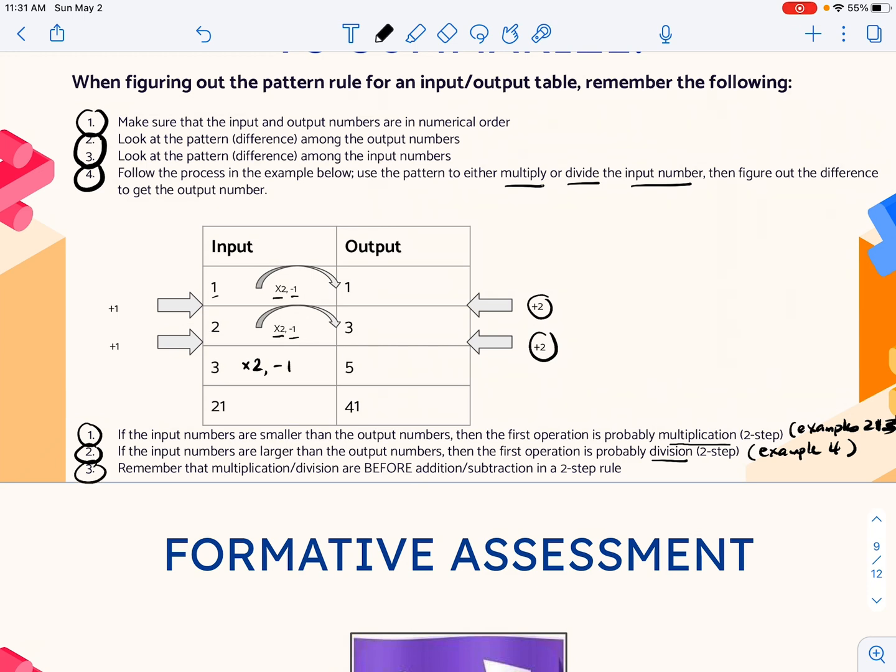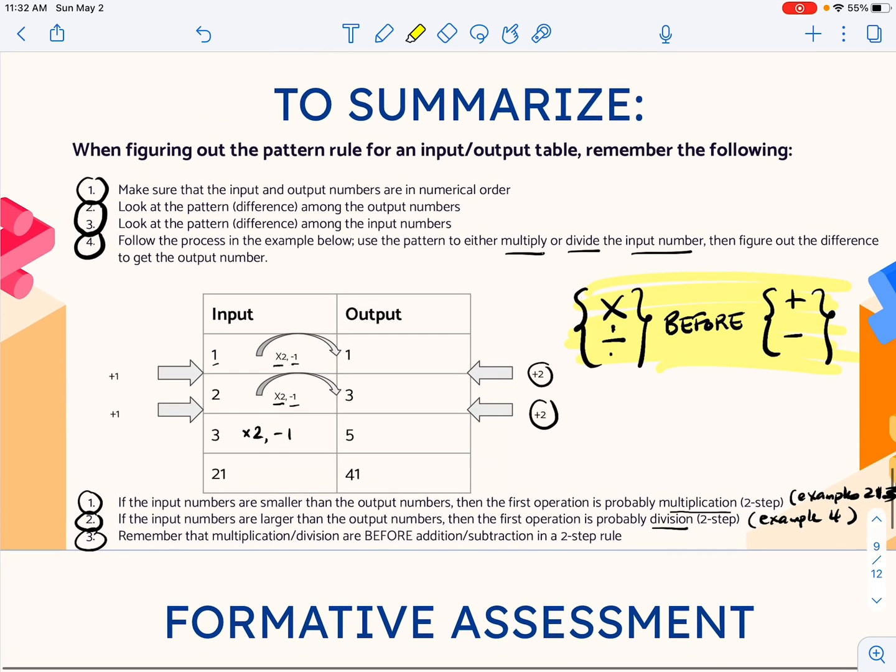Remember that multiplication and division are before addition and subtraction in a two-step rule. So I would jot this down in your journals or on your graph sheet of paper. So you always have multiplication and division before addition and subtraction in a two-step rule. Always, always, always that is the case, okay? Because we have to follow something called the order of operations. So these are the steps that will help you determine the pattern rule for an input-output table when you have a specific input number and you're trying to figure out the output number. You should be able to figure that out based on the rule.